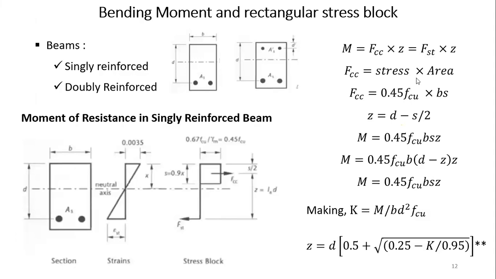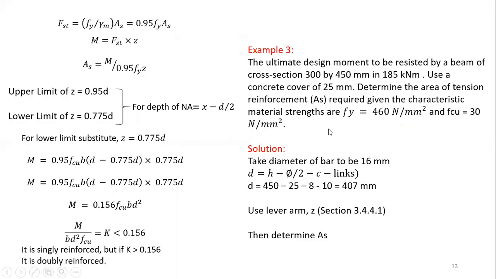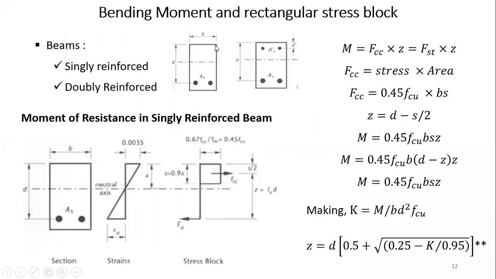Now, we are looking at a rectangular beam section, bending moment and rectangular stress block. For beams, there are basically two types in terms of reinforcement. But in terms of shape and other things, we have several types of beams.